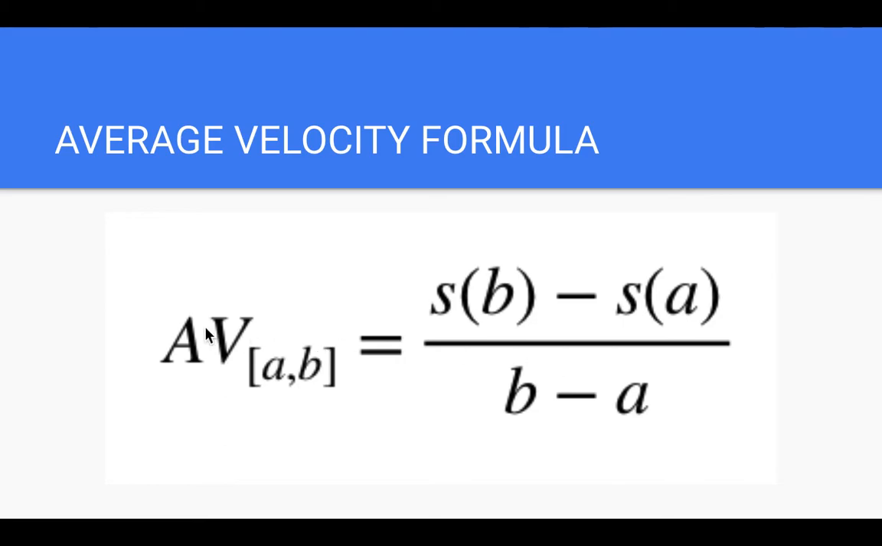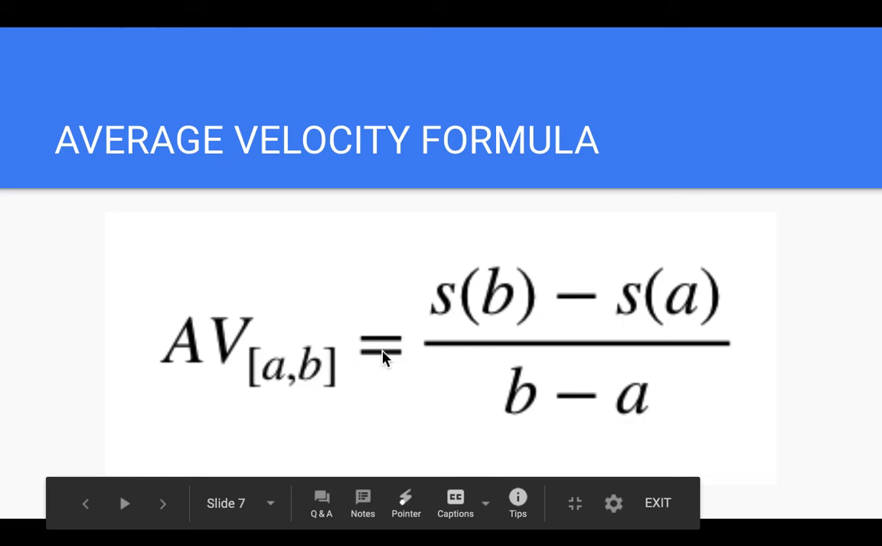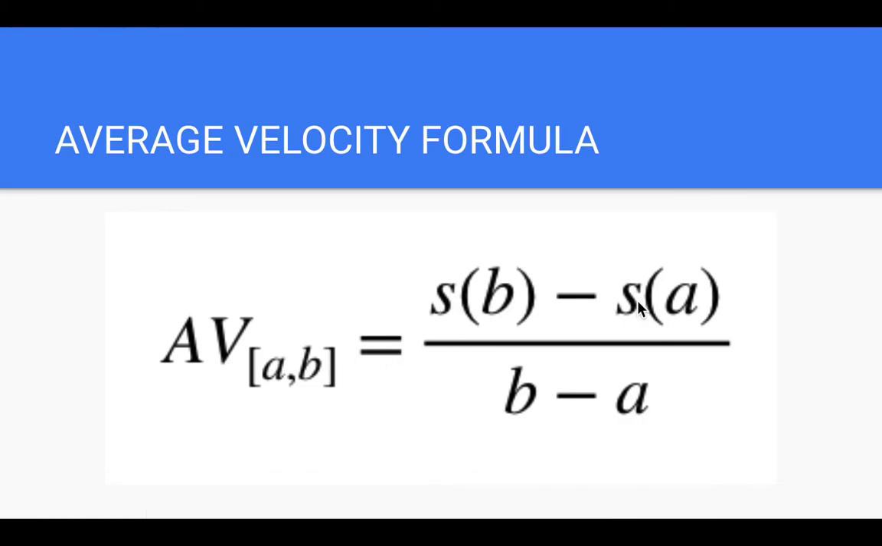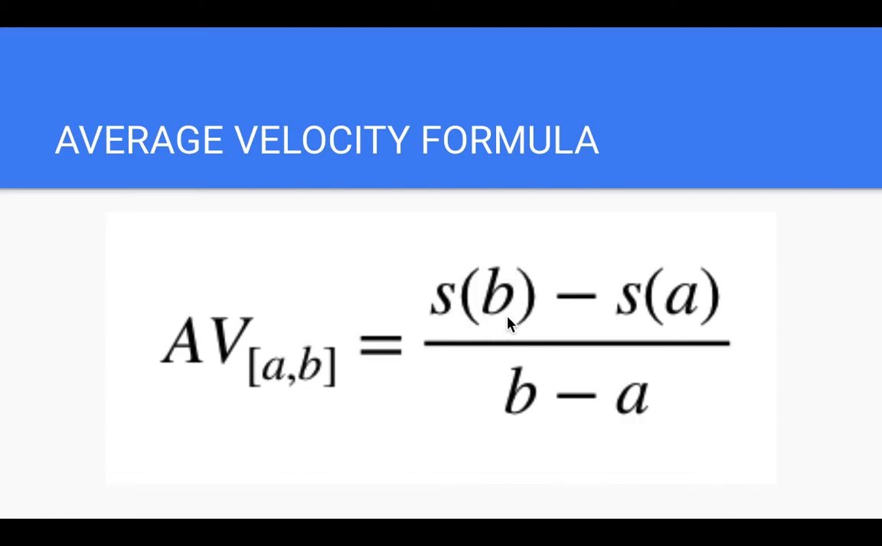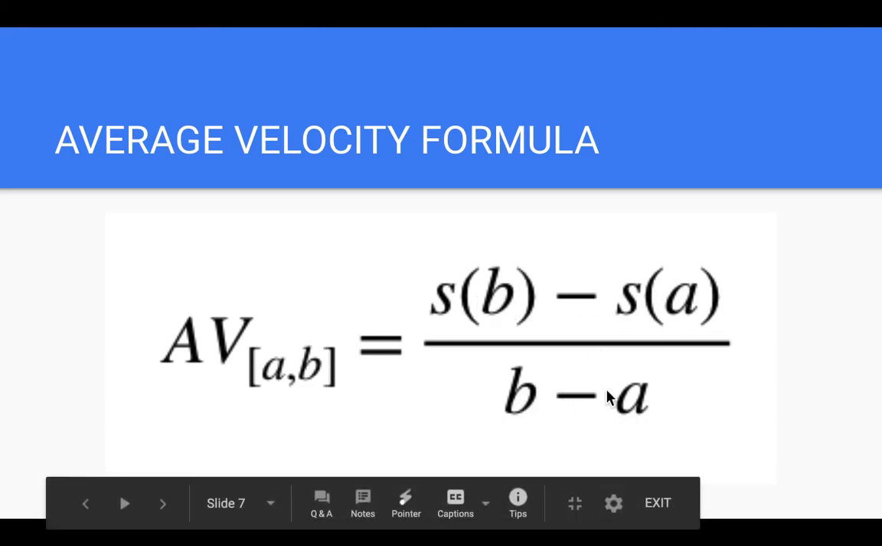And here's a formula. Average velocity on the interval from a to b equals s of b minus s of a over b minus a. Think of this as the x value b plugged into the function, and it's the y value for when x equals b. So it's y2 minus the y value when x equals a. Take the value a and plug it into the function, and what do you get for the y value? It's s of a. So s of b minus s of a is y2 minus y1, and b minus a is x2 minus x1.